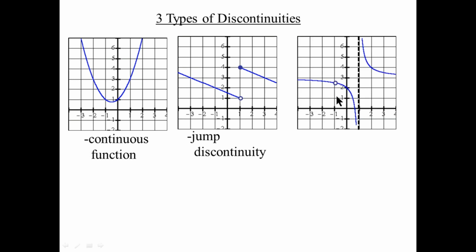There's a couple of discontinuities in this graph. There's a hole in this graph. That's a point discontinuity. And there's an asymptote in this graph. And that's a break in the graph, and so that's a discontinuity. So we have a point discontinuity and infinite discontinuity.